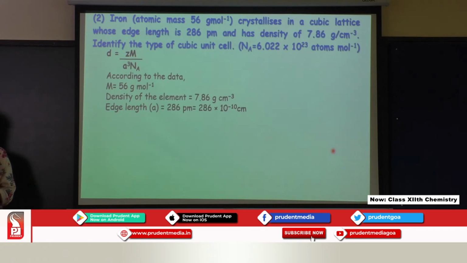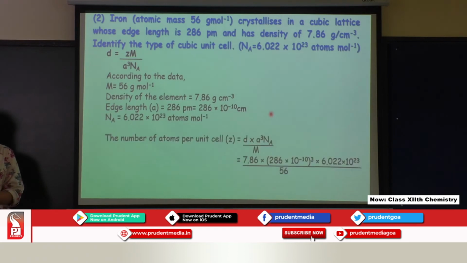If you notice here, students, the density of the element is given in terms of grams per centimeter cube and the edge length is given in terms of picometers. We cannot substitute the value in picometers as given because it needs to be in terms of centimeters. So we do the necessary conversion and the value is then 286 into 10 raised to negative 10 centimeters. On substitution, the answer comes to 1.977, which is taken to be approximately equal to 2.